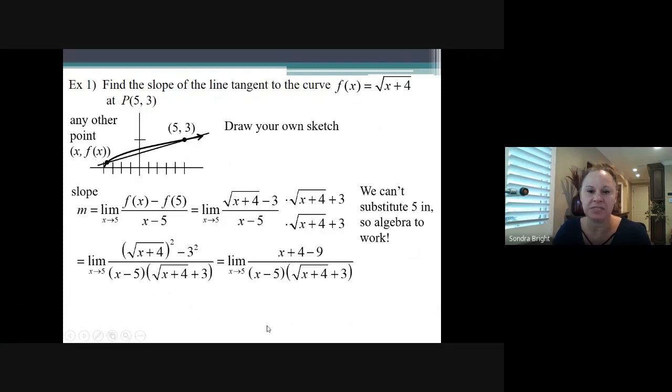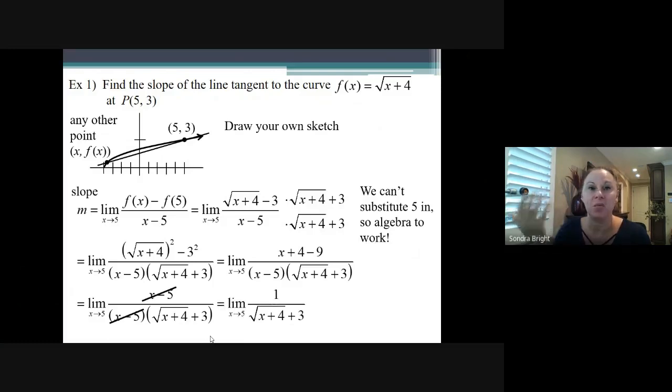And so now hopefully you see why I said don't distribute this x minus 5, because it'll end up canceling with what's in the bottom. Just the nature of these things. All right, so the x minus 5's cancel, and now I am left with a 1 over the square root of x plus 4 plus 3.